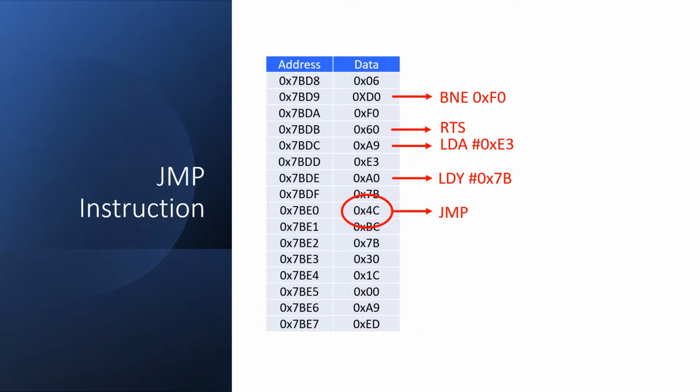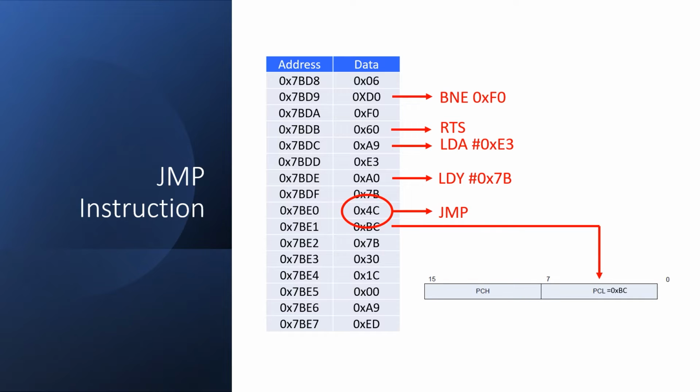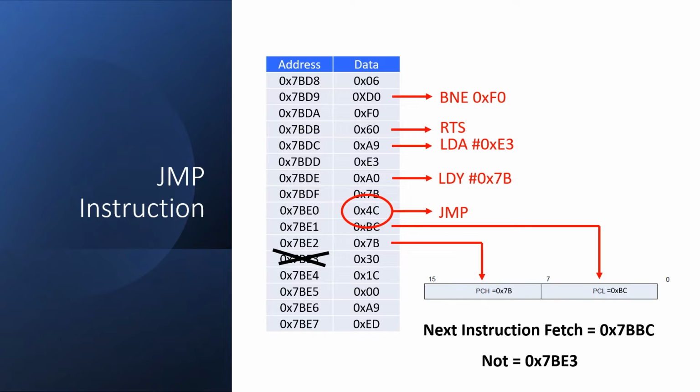So what we want to have happen is that the BC at location 7BE1 gets copied into the PCL register variable. Then we want the 7B at location 7BE2 to be loaded into the PCH register variable. So what this means is the next instruction fetch after the jump occurs at location 7BBC and not 7BE3.